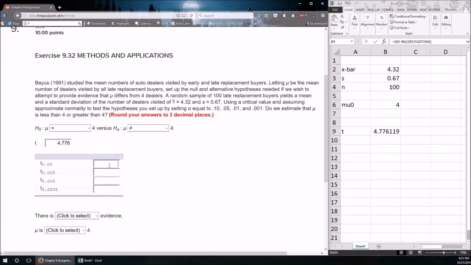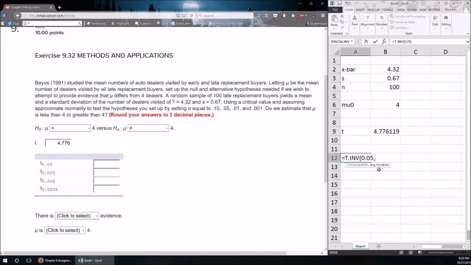The next part is we need to calculate critical values. Critical values corresponding to an alpha of 0.05, an alpha of 0.025, an alpha of 0.005, and an alpha of 0.0005. We're going to use Excel to do that. It's equal t.inv, and the probability for the first one is 0.05.